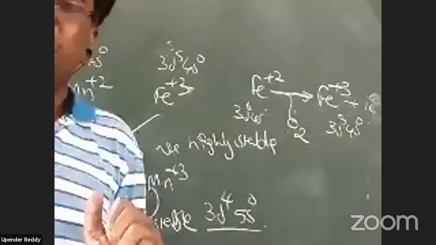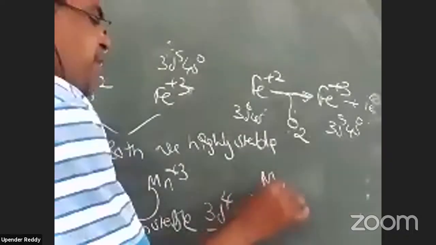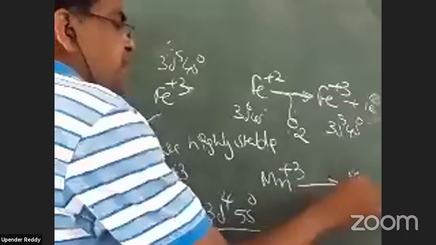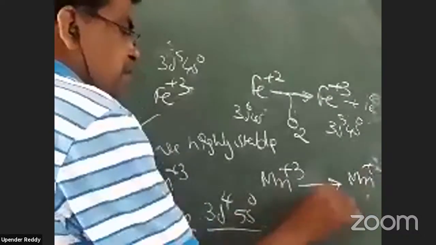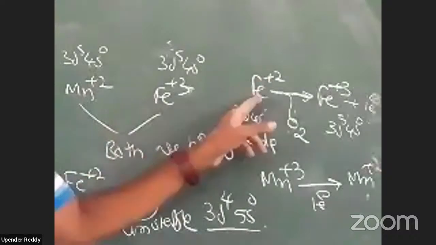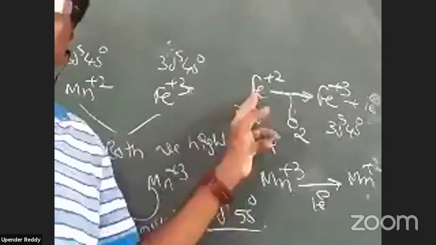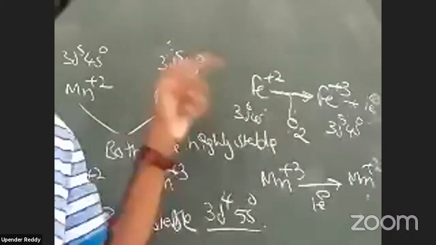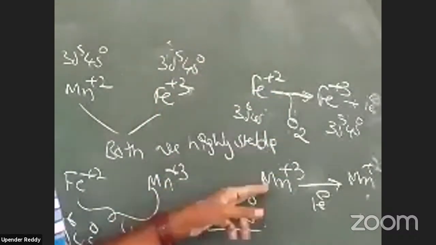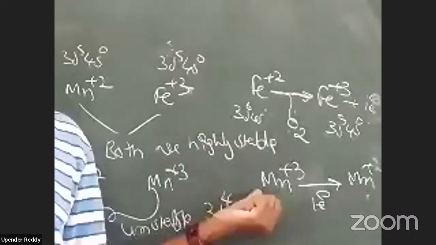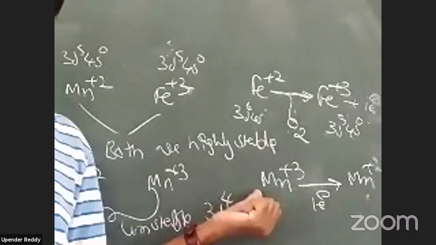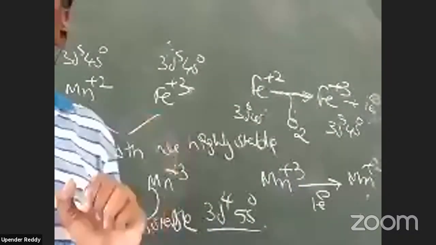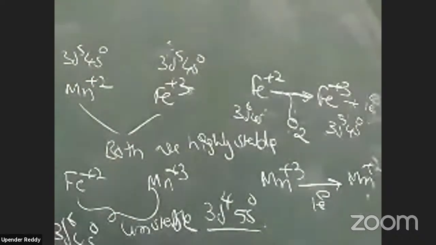But similarly, Mn plus 3 slowly converts into Mn plus 2 by taking 1 electron. That means Fe plus 2 compounds undergo oxidation, that is, they act as reducing agents. Mn plus 3 undergoes reduction, that is, it acts as an oxidizing agent. Whenever electrons are lost, it is called oxidation; electron gain is called reduction. So this is the difference between these two.